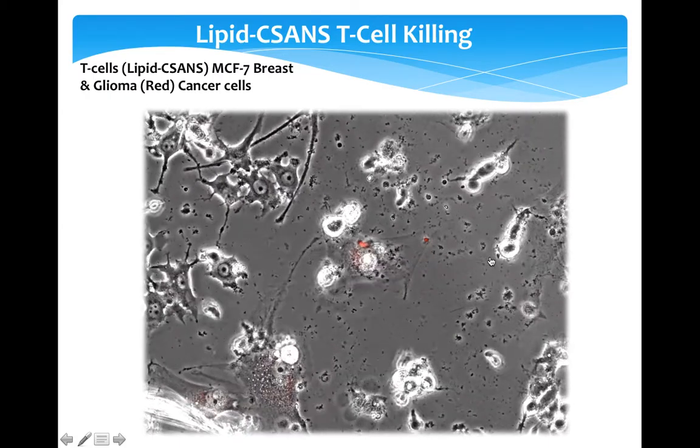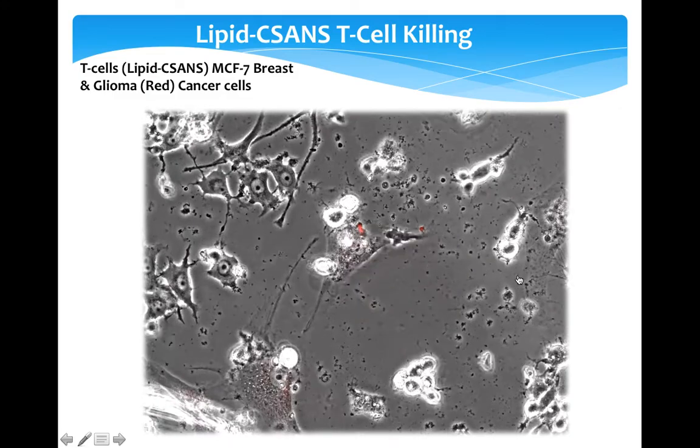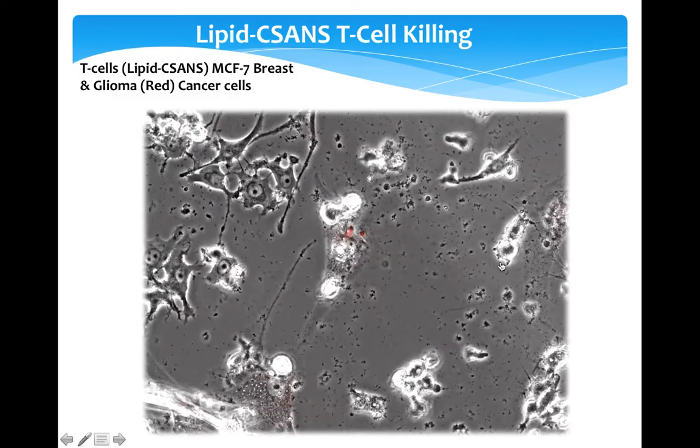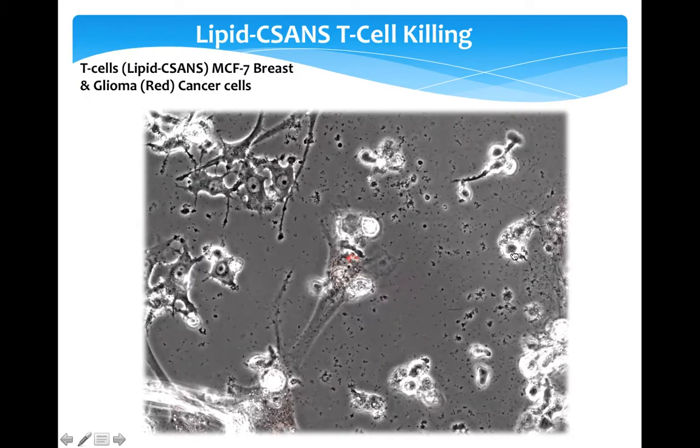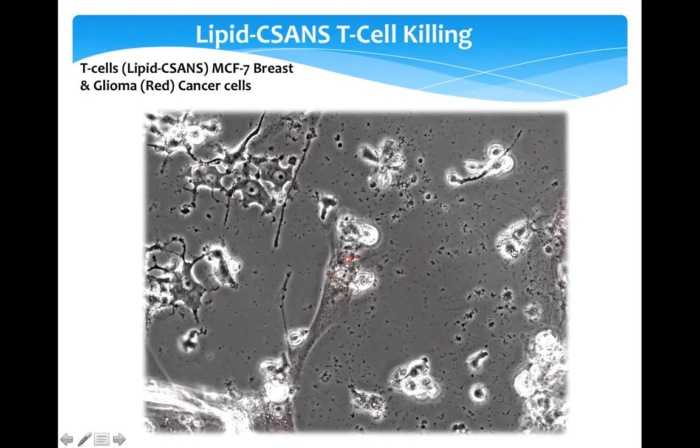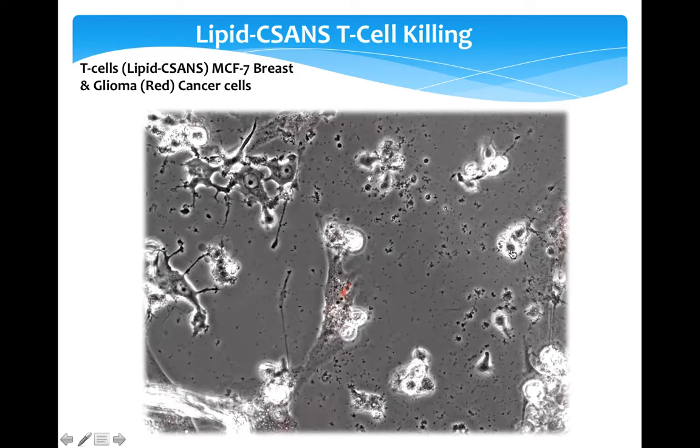And notice the membrane. This membrane is frothy and turning inside out. That's a characteristic of apoptosis. The chromatin starts to light up. You can see the fluorescence of it.